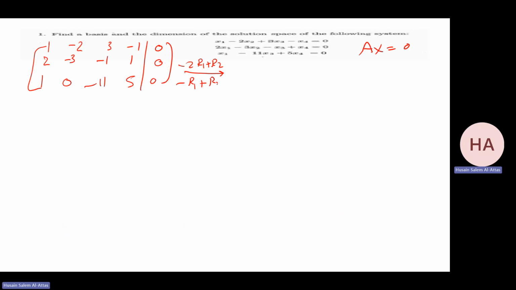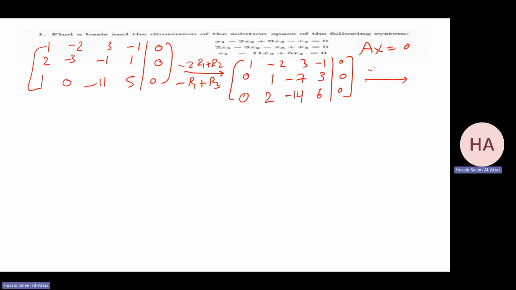Minus R1 plus R3. Now what? 1, -2, 3, -1, 0. If I multiply by minus 2 and add, that will be 0. Minus 2 and add, that will be 1. Minus 2 and add, that will be minus 7. Minus 2 and add, that will be 3, 0. Do the second one now. Multiply by minus 1 and add, that will be 0. Minus 1 and add, that will be 2. Minus 1 and add, that will be minus 14. Minus 1 and add, that will be 6, 0. So very clear.